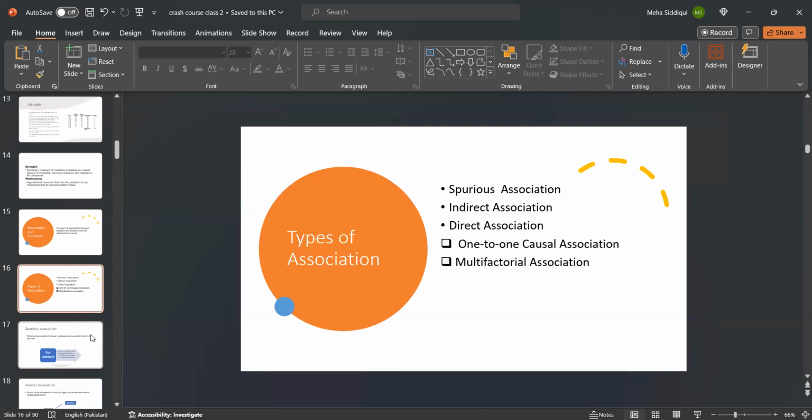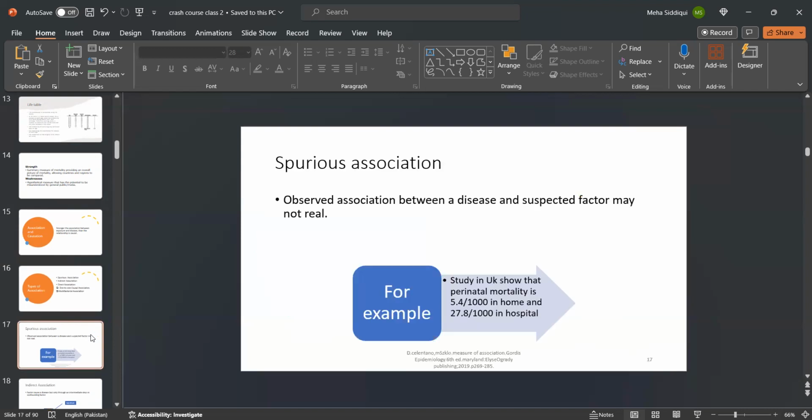There are three basic types of association: spurious association, indirect association, and direct association. Direct association is further divided into a one-to-one causal association and multifactorial association. A spurious association is an observed association between a disease and a suspected factor that may not be real.